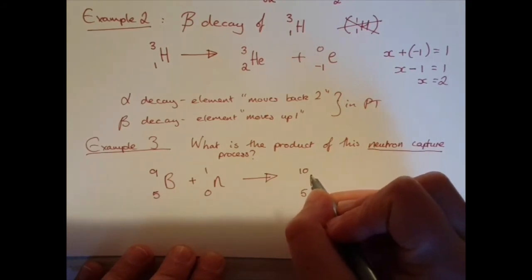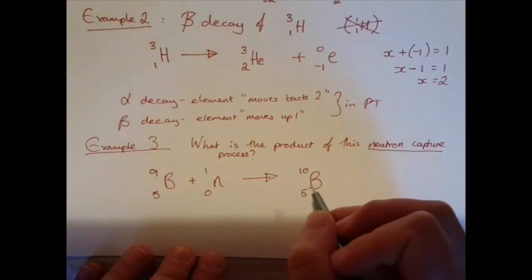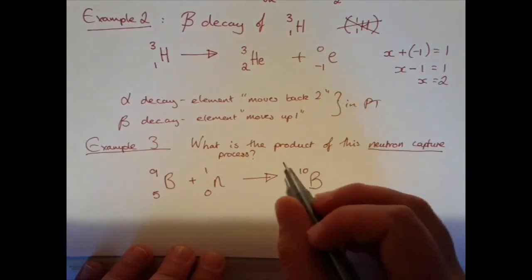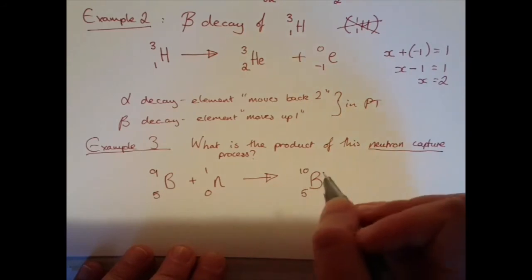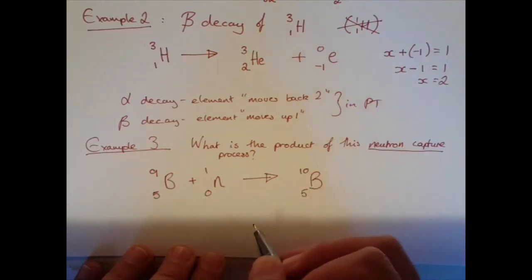And if we think about it, if we've captured a neutron, we're not changing the number of protons, we're not changing the element, we're just making a different isotope of boron. So the new isotope that we're making is boron 10.